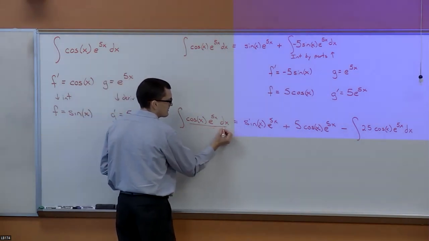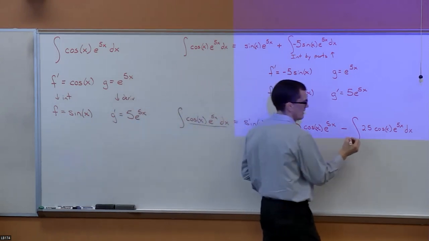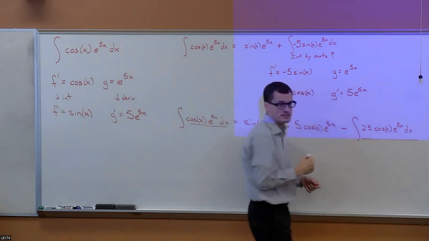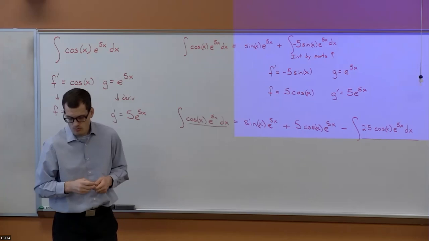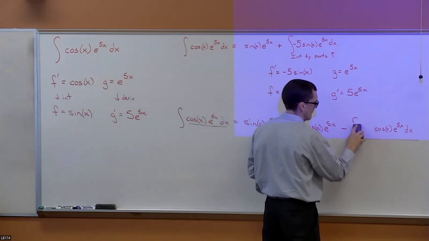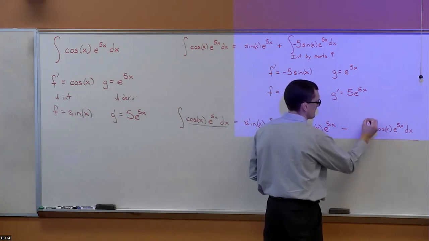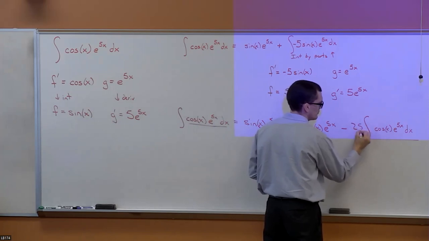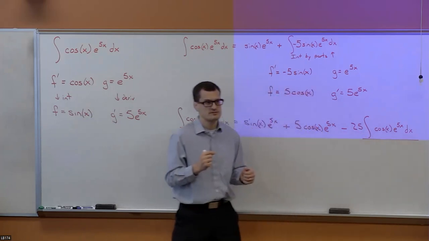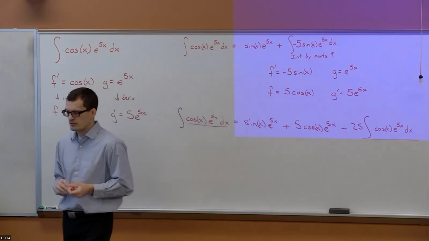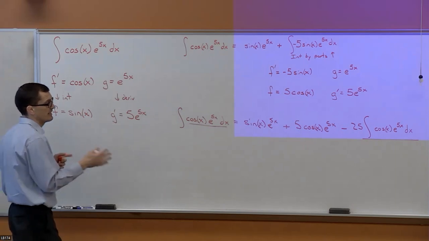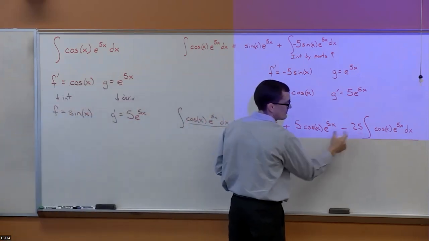Because I end up with the same integration other than this coefficient, what I can do is think of this. You don't have to write this down if you can see it. I'm just saying, you can think of it as 25 minus 25 times that same integration. So because after 2 integration by parts, I get the same integration, although with a different coefficient.